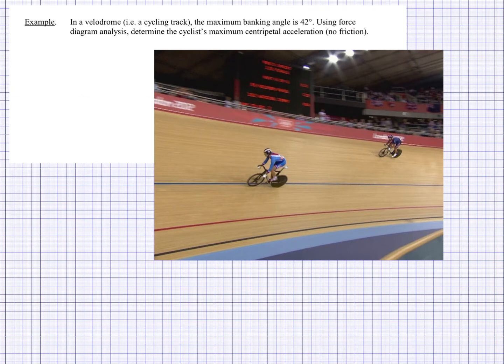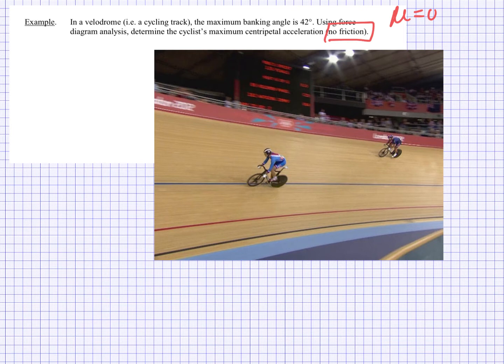So now we're ready to look at a sample question. We have a velodrome cycling track, and it's got a maximum banking angle of 42 degrees. We need to show the acceleration of the cyclist in this situation with no friction. So that's the scenario that we've just described. No friction, of course, meaning that mu is 0.